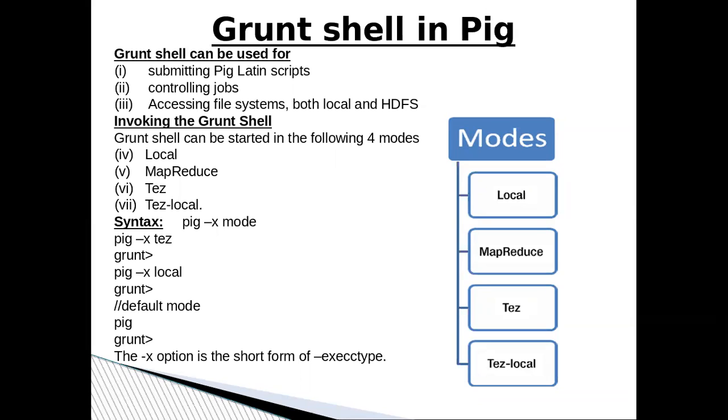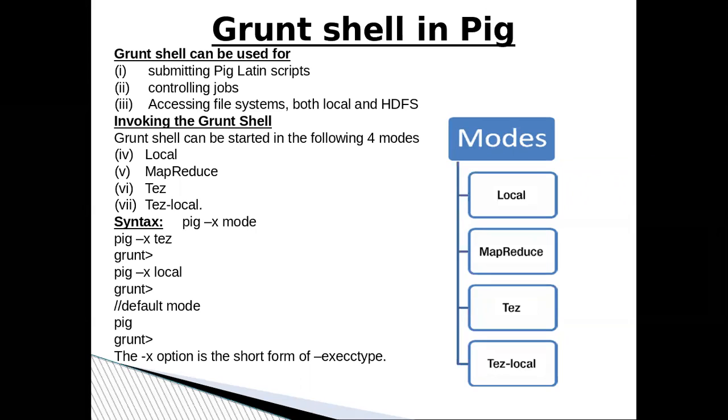So grunt shell is the place where you can work with Pig, and this shell can be used for submitting your Pig Latin scripts, that is working with your Pig code, and controlling the jobs. Like you see, when a lot of processes are working in parallel, you need to control them, giving priority to some and minimum priority to some other. So you can control jobs also, that can be done by admins. And accessing the file systems, if you need to access your file system files, both from your local as well as HDFS, then you can do all these tasks in your grunt shell.